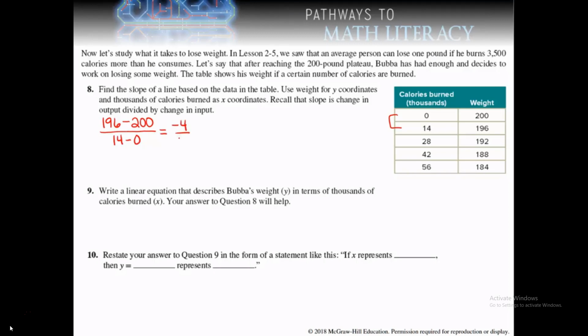So that's the slope. Now in number 9, we need to find the equation. We know the y-intercept from the table. That's (0, 200). So we can put all of this together. We have y equals mx plus b. So y equals our slope, negative 2/7, times x plus our y-intercept of 200. And then in 10, we'll restate that in a sentence. So if x represents thousands of calories burned, then our equation y equals negative 2/7 times x plus 200 represents Bubba's weight if he burns that many calories.